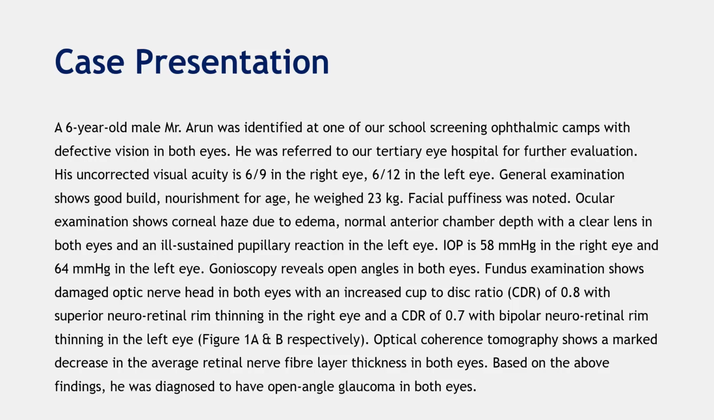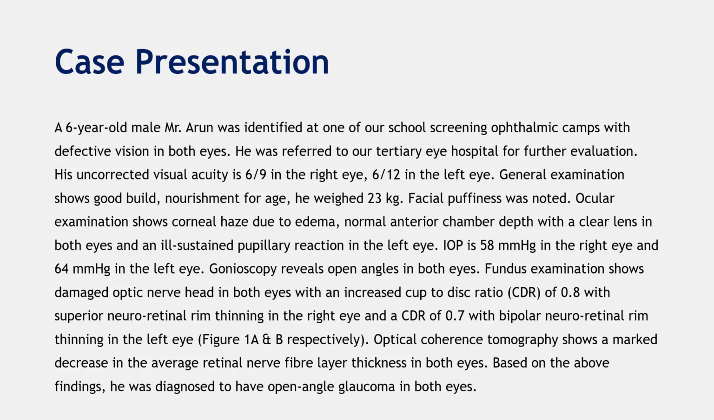General examination shows good build and nourishment for age. He weighed 23 kgs. Facial puffiness was noted. Ocular examination shows corneal haze, normal AC depth, clear lens, and ill-sustained pupillary reaction in the left eye. IOP is 58 in the right eye and 64 in the left eye. Gonioscopy reveals open angles in both eyes. Fundus examination showed a cup disc ratio of 0.8 in the right eye and 0.7 in the left eye. And we have quoted the figures also there. And OCT shows a marked reduction of average RNFL. Based on the above findings, we have diagnosed open angle glaucoma. Now, can you find out the errors in this particular paragraph?